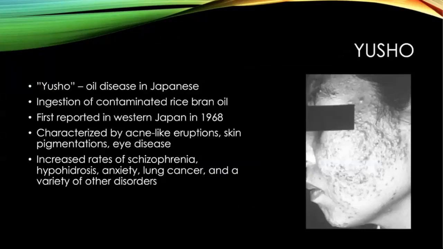And then finally, I think this is the last one that we're going to talk about, is a disease called Yusho, a strange disease, which means oil disease in Japanese. The Yusho study group gave it the term due to food poisoning caused by the ingestion of rice bran oil. This was first reported in October in the late 1960s in the western part of Japan. Yusho was initially reported as an unusual disease characterized by acne-like eruptions, skin pigmentation, and increased eye discharge. Some epidemiologic studies demonstrated an increased rate of schizophrenia, as well as orthostatic hypotension, hypohidrosis, anxiety, or a variety of other syndromes and issues associated with this.